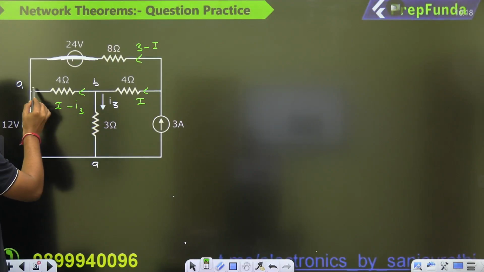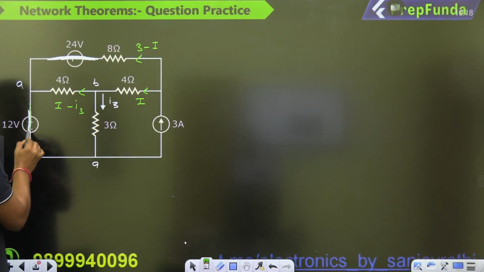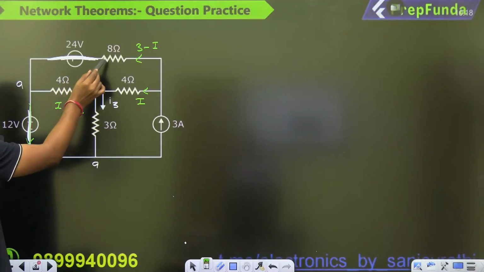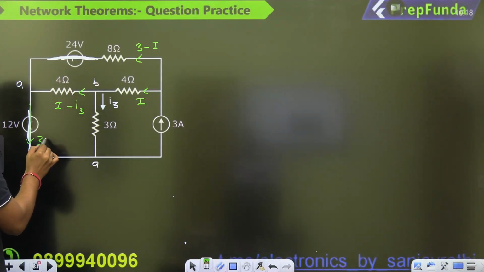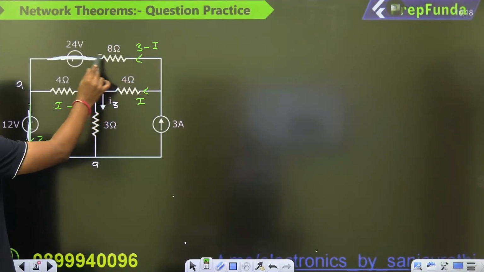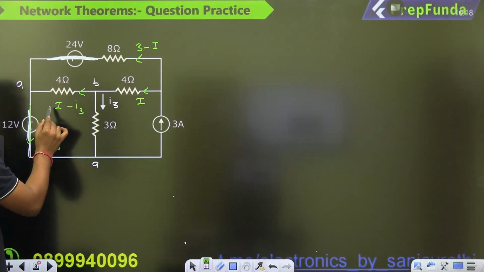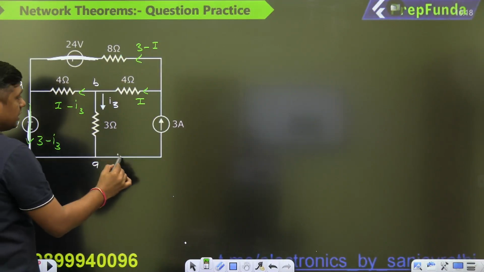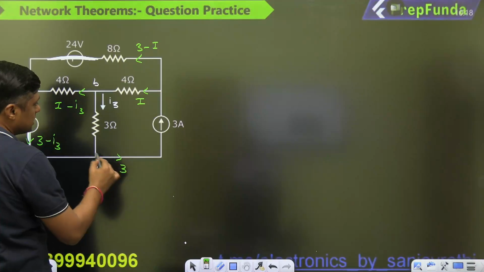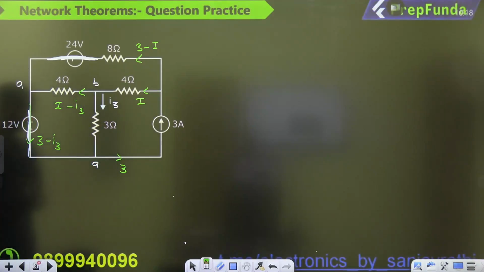I minus I3. Now what is the current in this branch? It will become 3 minus I plus I, 3 minus I3. The 3 minus I, this is the plus I, so minus and plus cancel out, and minus I3 and here I3, so again you will get the 3. That is the 3 ampere. Okay, that is the current division rule.